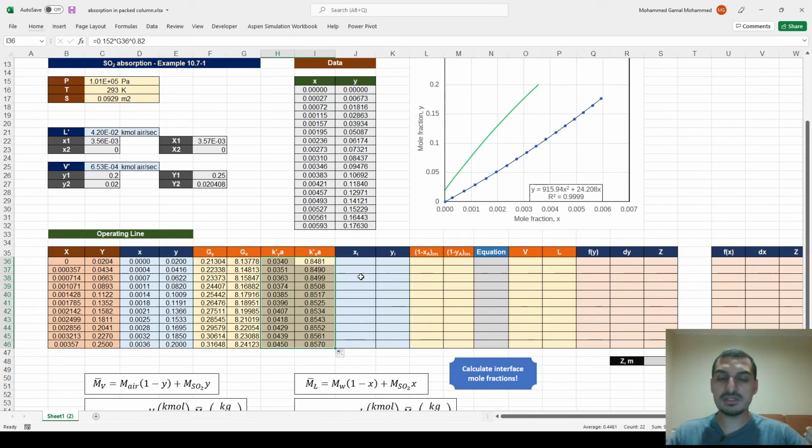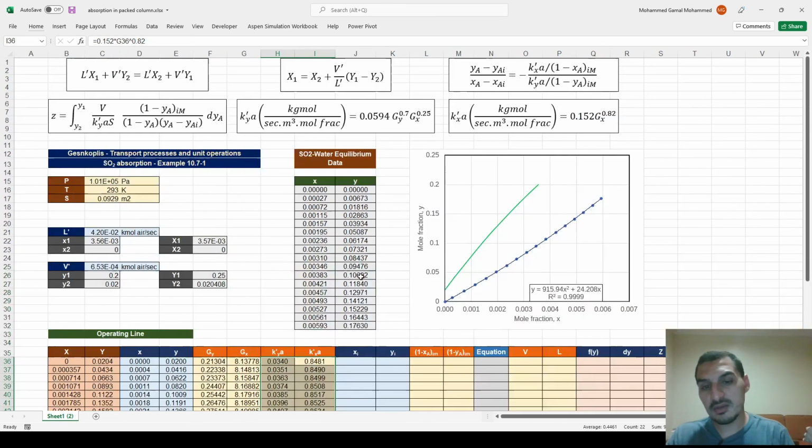So this is great. The next step is to calculate the interfacial concentrations of the SO2 in the liquid and the gas phase, or the mole fractions, not the concentrations. This is going to be kind of tricky, so I'm going to leave it for the next video. So we will continue in the next video, and I'll see you then.